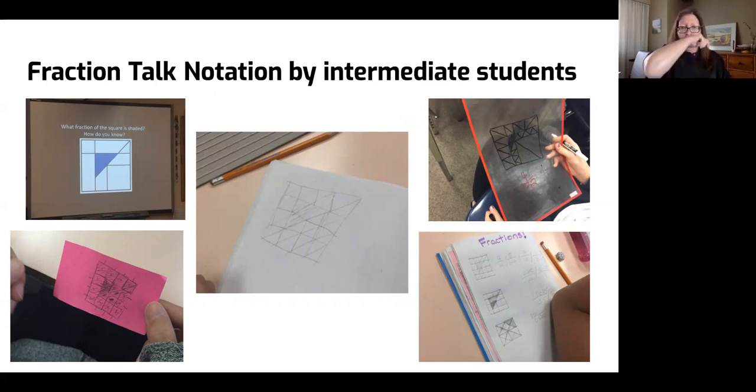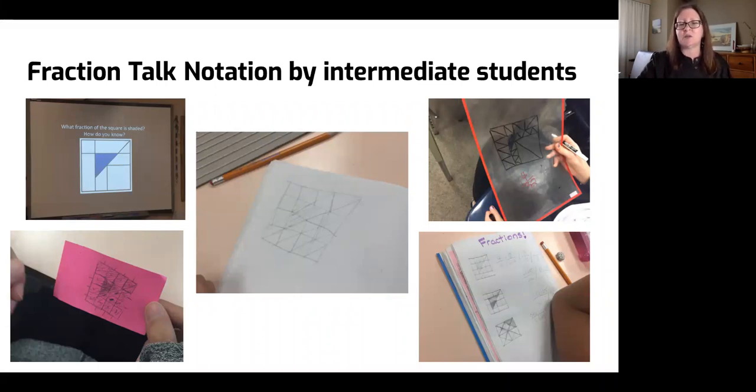And so many of them were able to express and visualize why the blue triangle in that image was the fraction it was. But then they had to justify and explain their reasoning. And they used, again, you can see in the images, different ways of approaching that. And again, some students were like, oh, I've got it, I figured it out.